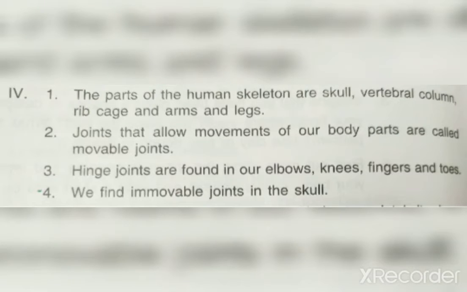Now question number 3. State a part of the human body where we find hinge joint. Answer is, hinge joints are found in our elbows, knees, fingers and toes. Now last question, where do we find immovable joints? Answer is, we find immovable joints in the skull. These are short question answers of question number 4.